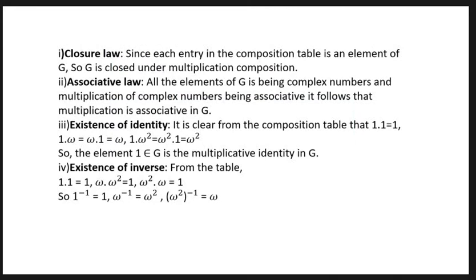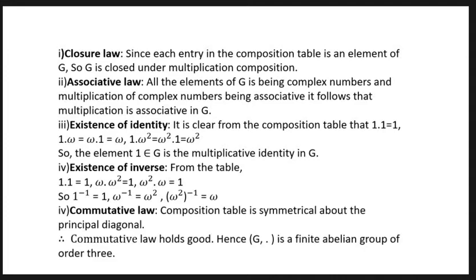Existence of inverse. From the table, 1 into 1 is equal to 1, ω² into ω is equal to 1, and ω into ω² is equal to 1. So the inverse of 1 is 1, the inverse of ω is ω², and the inverse of ω² is ω. So every element of this group has a multiplicative inverse. Therefore, the inverse exists.